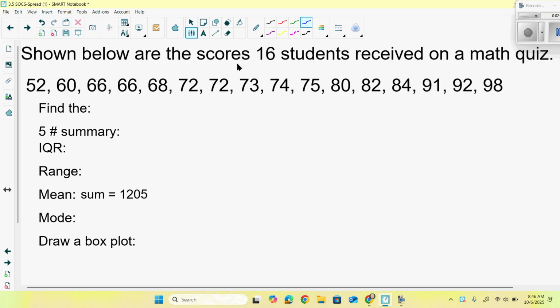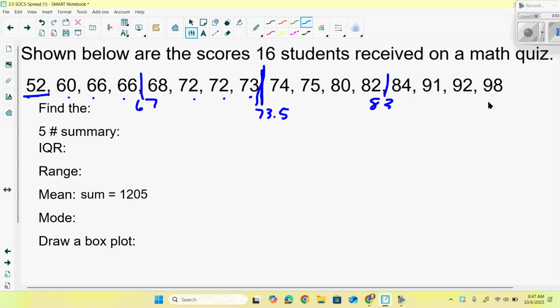All right, let's look at 16 student scores from a math quiz. And the scores are 52 up to 98. We want to find the 5-number summary. So if it's 16, we know that there's 8. 1, 2, 3, 4, 5, 6, 7, 8 items to the left and 8 items to the right. To find the median, we'd have halfway between 73 and 74. That's pretty obviously 73.5. Now with 8 items here, we also have 4 items to the left, 4 items to the right. Halfway between here is 67. And 1, 2, 3, 4, halfway between here, 83.